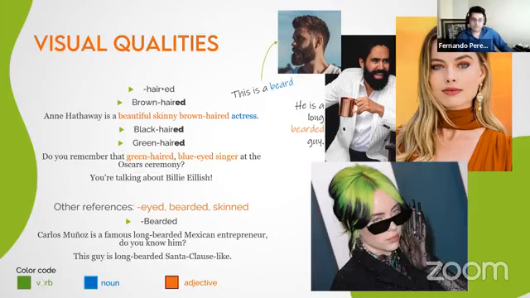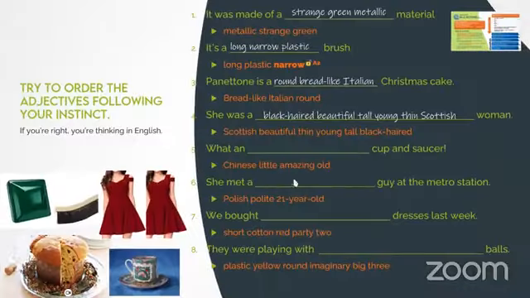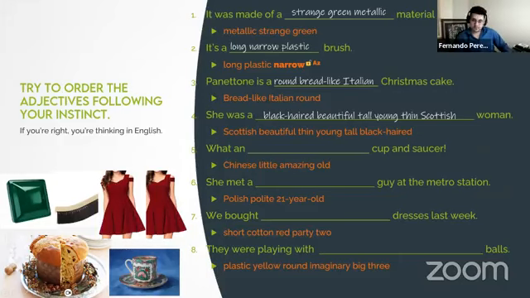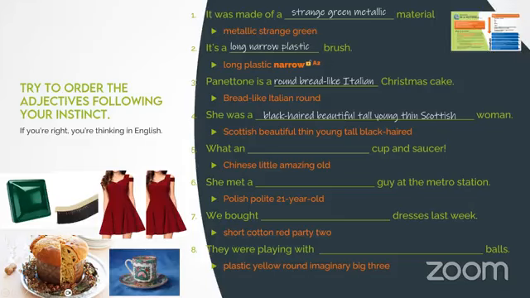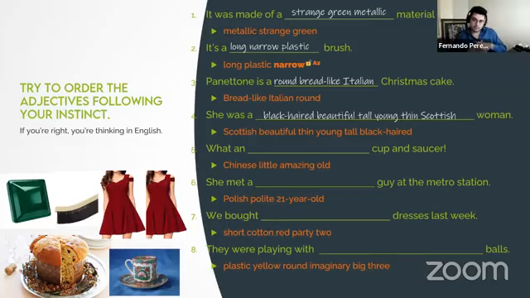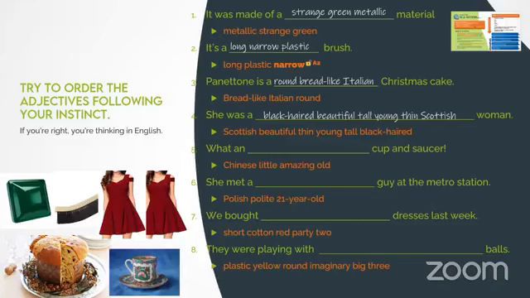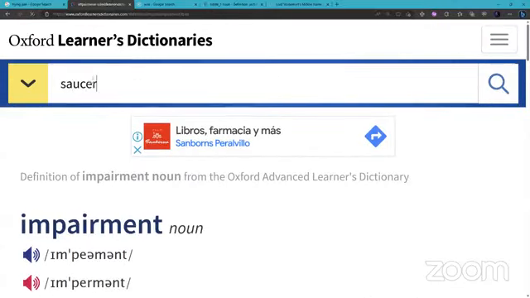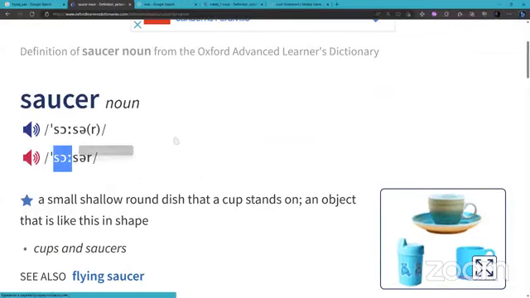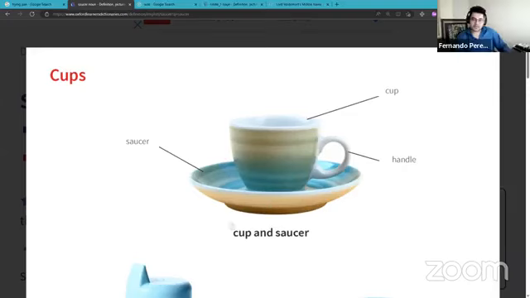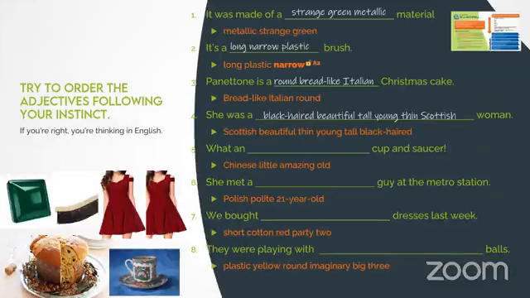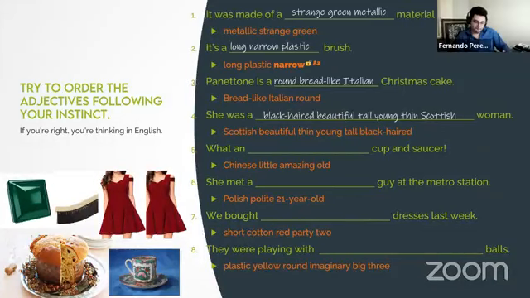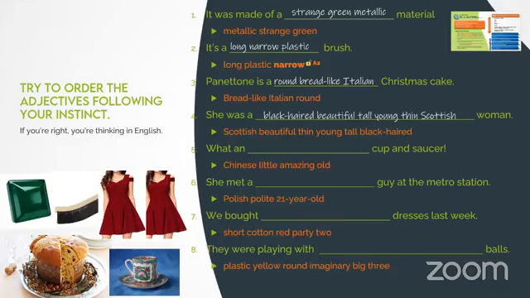Go, Laurita. Let's talk about number 5. What an amazing little old Chinese cup and saucer. Pronunciation. Let's go to the dictionary. Saucer. Exactly. It's not "sow", it's "saw". Saucer, exactly. Look at cup and saucer. Okay. What an amazing little old Chinese cup and saucer.